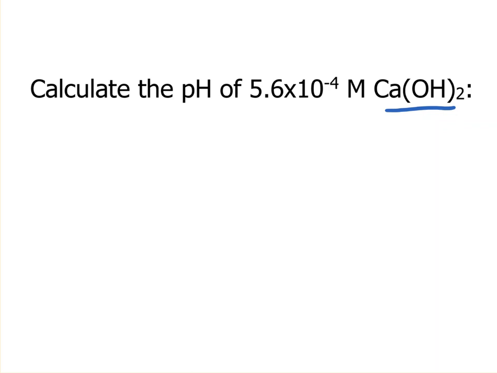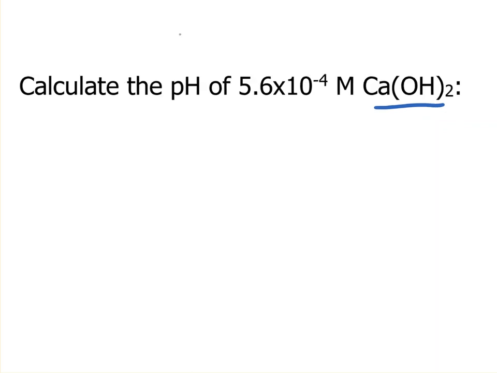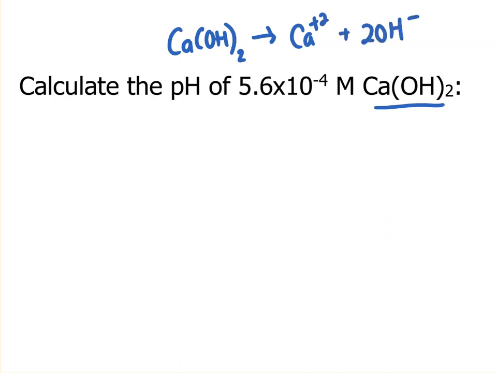But anyway, since it's strong, we know that when you put it in water, it's going to completely ionize. Okay. And so we should notice that for every one of these, we get 2 hydroxides. That means that our hydroxide ion concentration is 2 times the calcium hydroxide ion concentration.